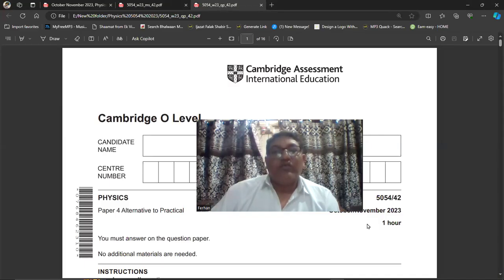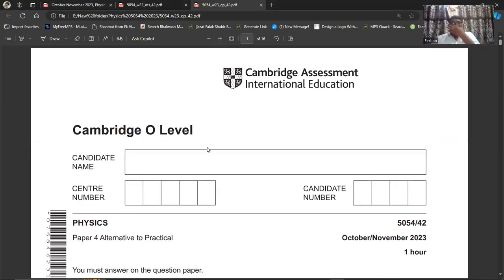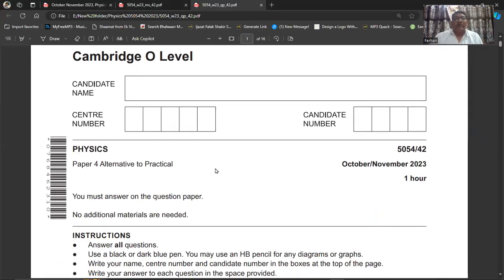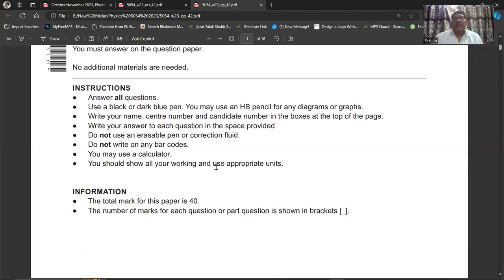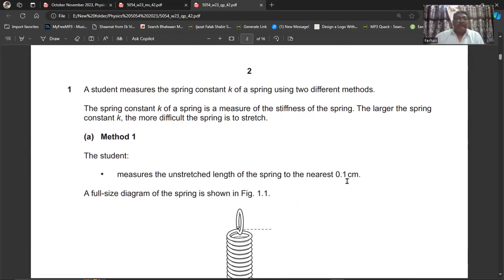So on your screen, you can see the paper is showing up. This is the paper, October-November 2023, 4-2. The time allowed is 1 hour. These are the instructions. The total marks for this paper are 40 marks. Let's start. Question number 1.